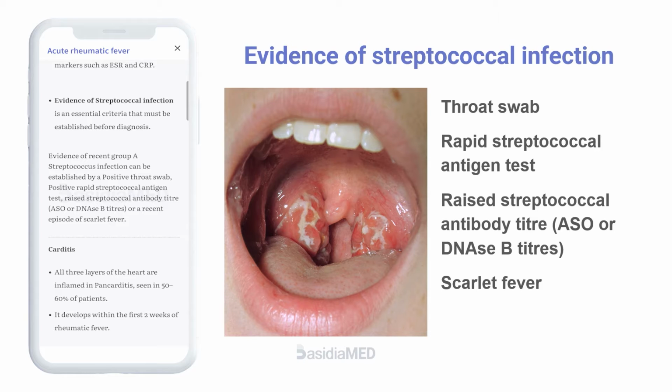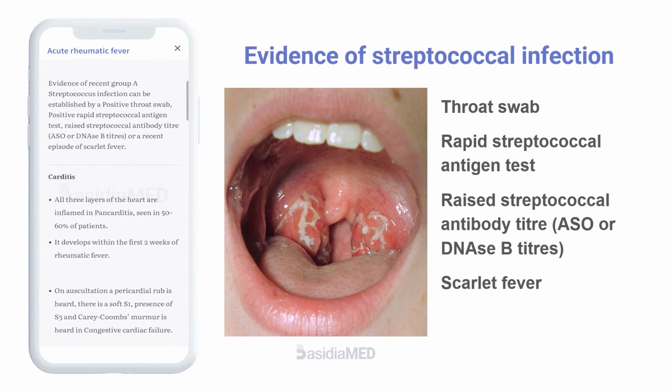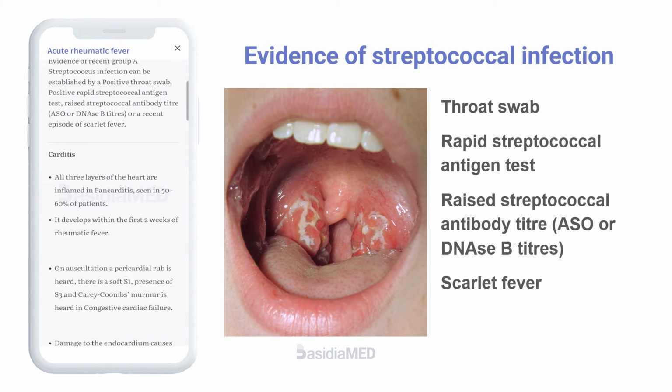Evidence of recent group A streptococcus infection can be established by a positive throat swab, positive rapid streptococcal antigen test, raised streptococcal antibody titer, ASO or DNase-B titers, or a recent episode of scarlet fever.